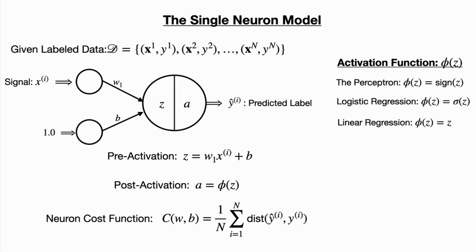And it turns out that this single neuron model can be used in 3 different types of machine learning algorithms: the perceptron, linear regression, and logistic regression.